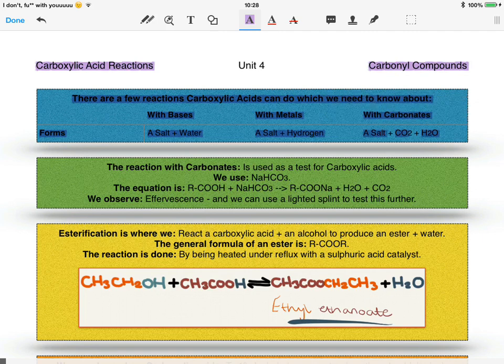This final reaction with carbonates is used as a test for carboxylic acids. We use sodium hydrogen carbonate, and the equation is the carboxylic acid plus sodium hydrogen carbonate, and these react to form RCOONa plus H2O plus CO2, and what we observe is the effervescence of the CO2. And we can use a lighted splint to test for this further, because obviously the splint will go out from the CO2.